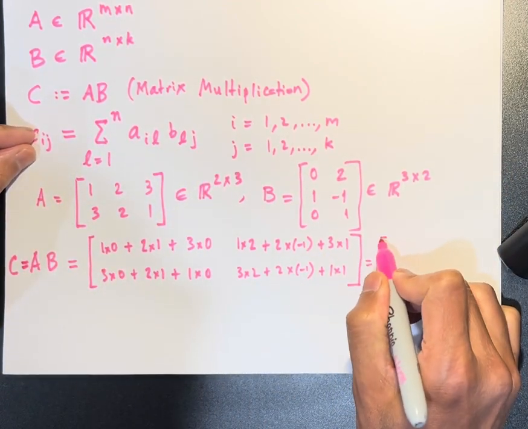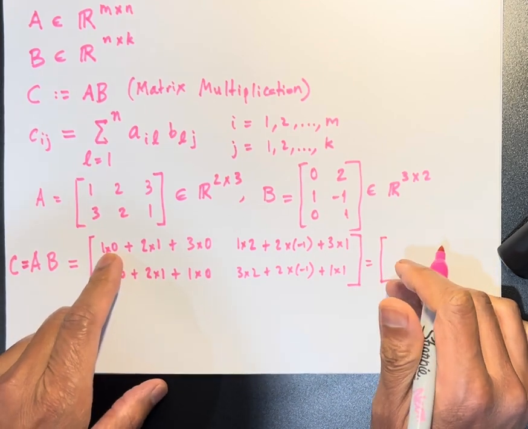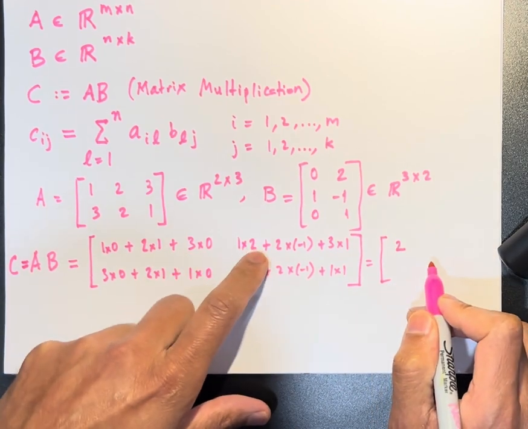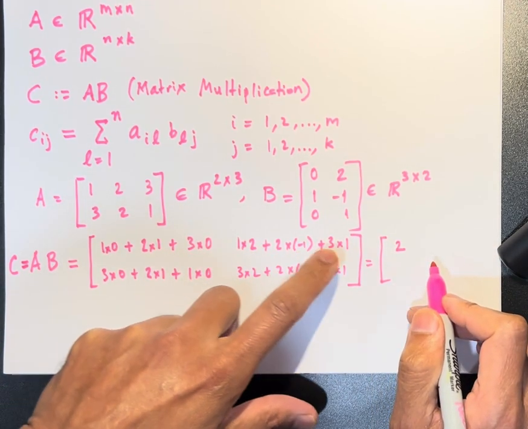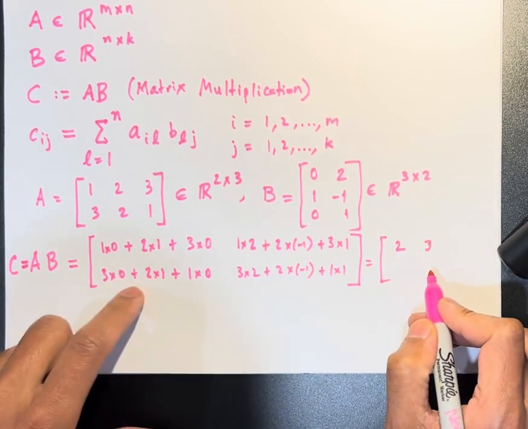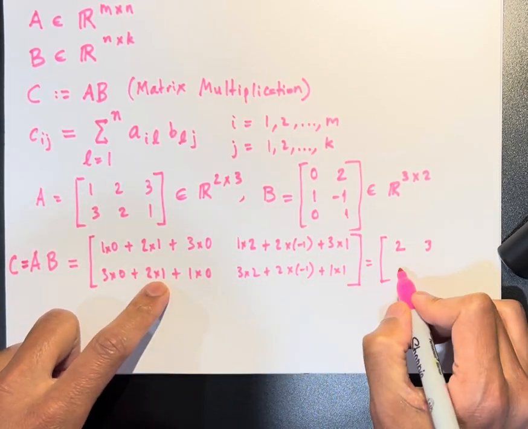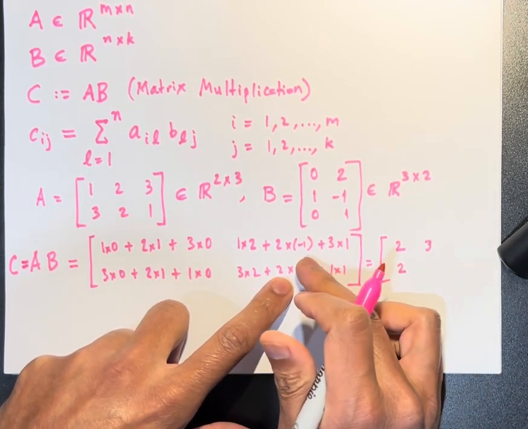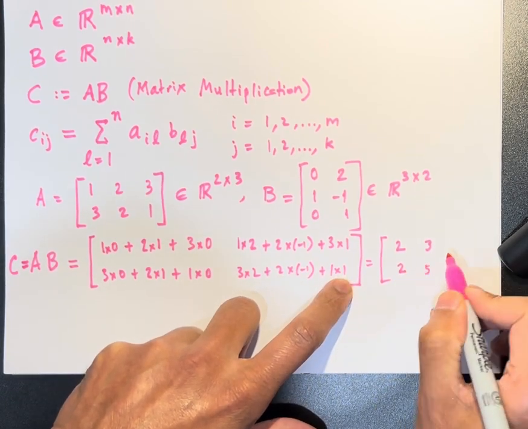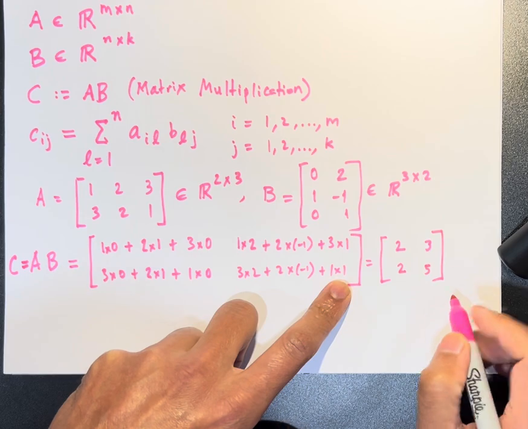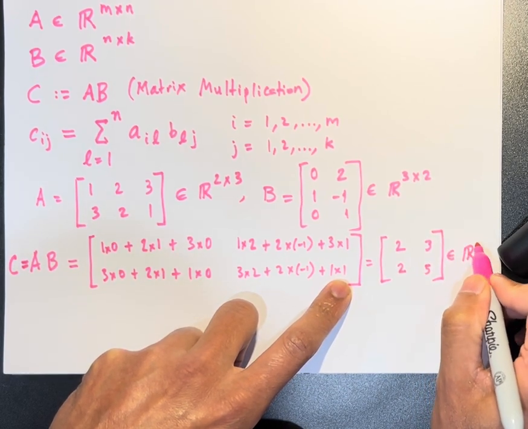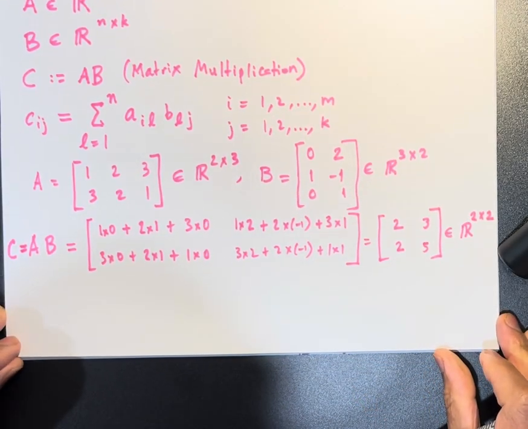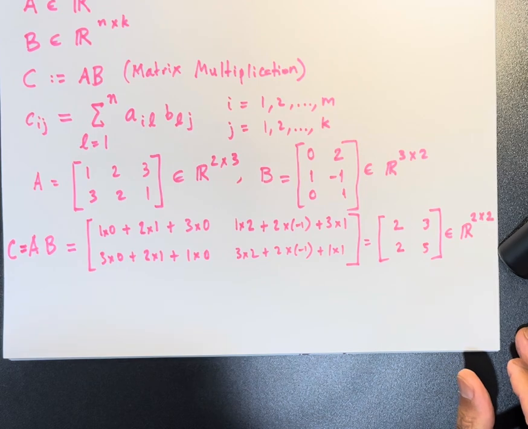And then this we can simplify now, this to be equal to, so this is 1 times 0, this is 0 plus 2 plus 0, so this is 2, and then this is 2 minus 2, so that's 0 plus, so this is 3, and then here we have 3 times 0, and then this is, so again 2, and this one is 3 times 2, which is 6, minus 2, that's 4, 4 plus 1 is 5, right? So that's 5, right? And this, as you can see, is an element of R2 by 2, okay? So that's this matrix C, right?